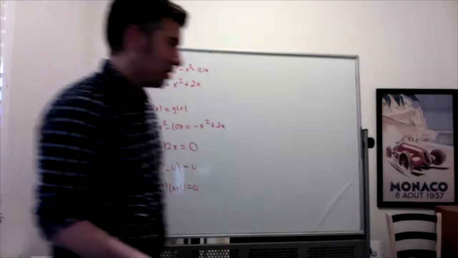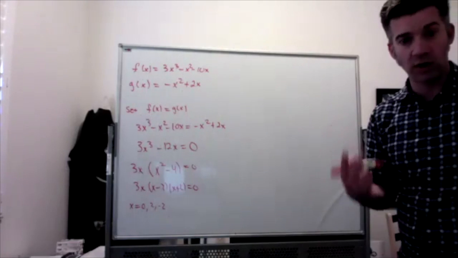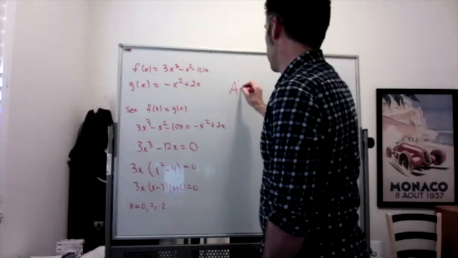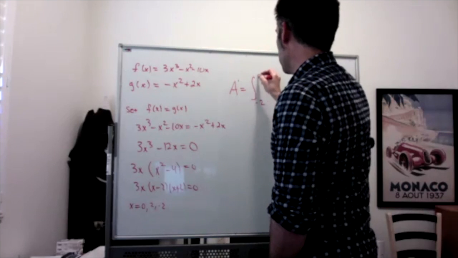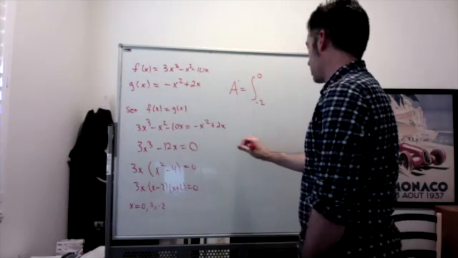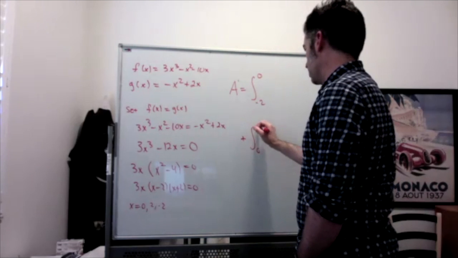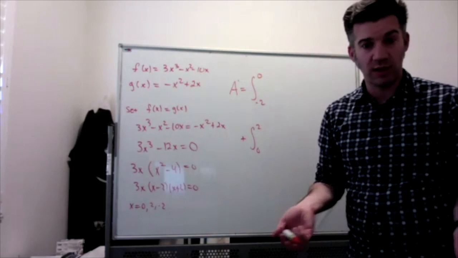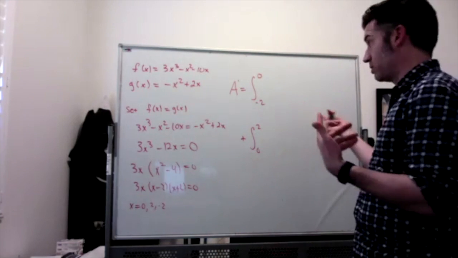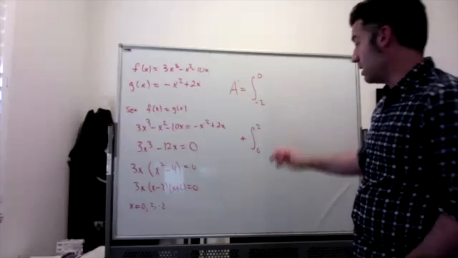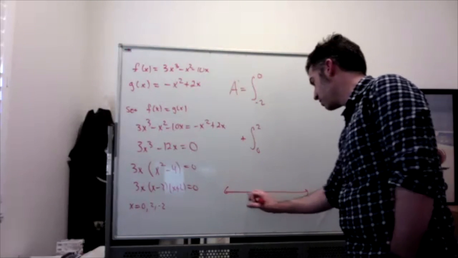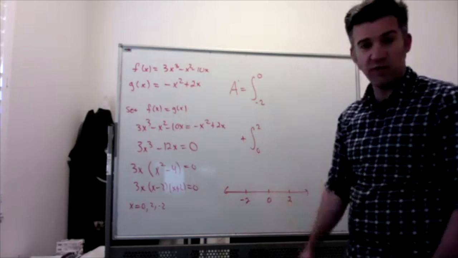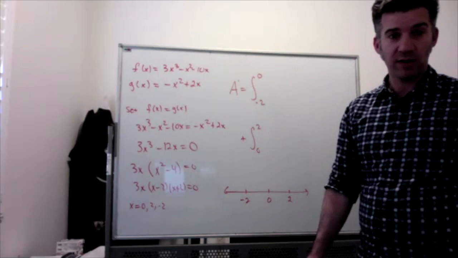So that means we're going to need two intervals. We're going to need an integral from negative 2 to 0, and then we're also going to need an integral from 0 to 2, because they might change which one's on top, depending on which interval we're in. So in the interval from negative 2 to 0, which function is bigger, f of x or g of x?